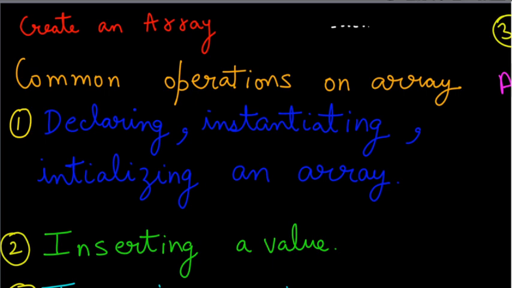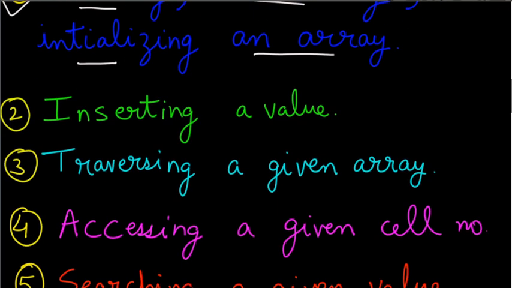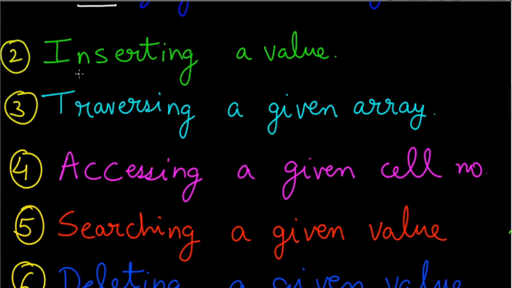Hello everyone. Today we are going to create an array. So the common operations on array are first declaring, instantiating, initializing an array. Second, we have inserting a value.